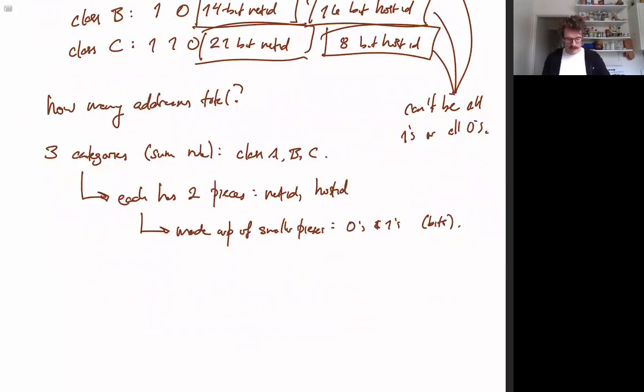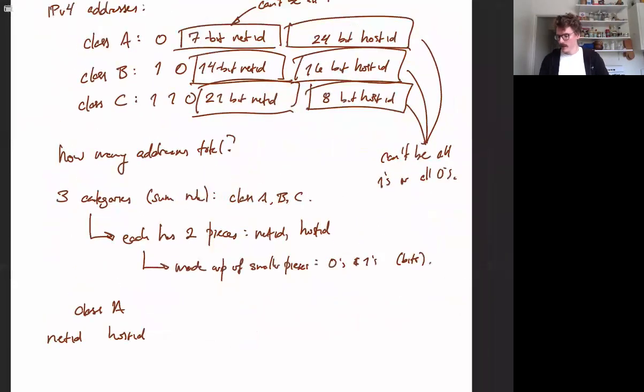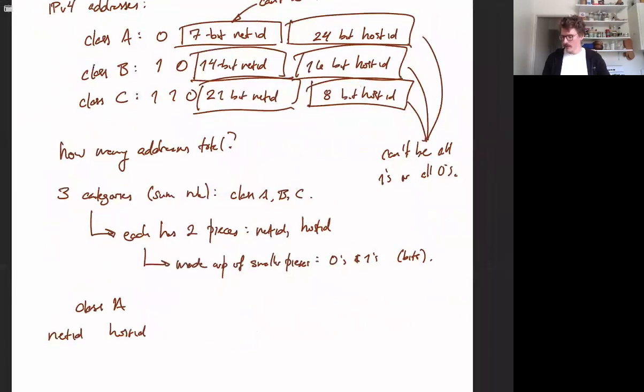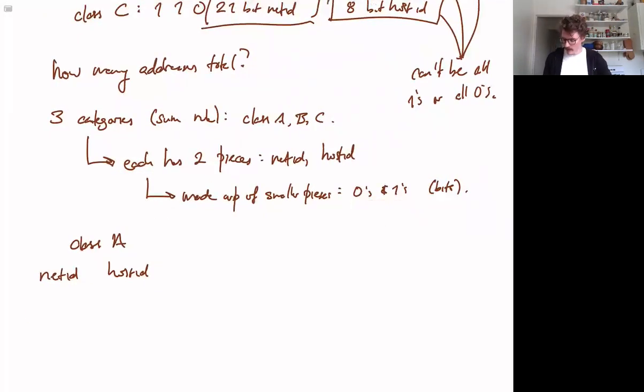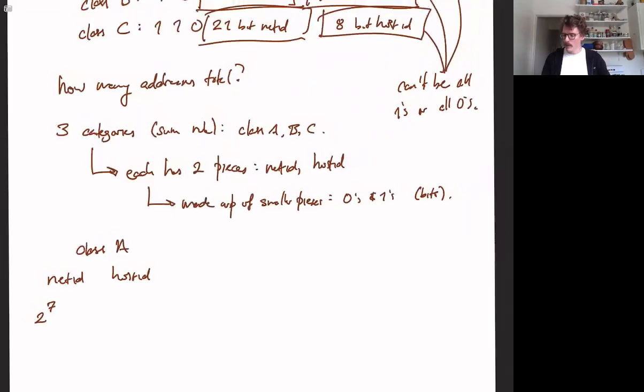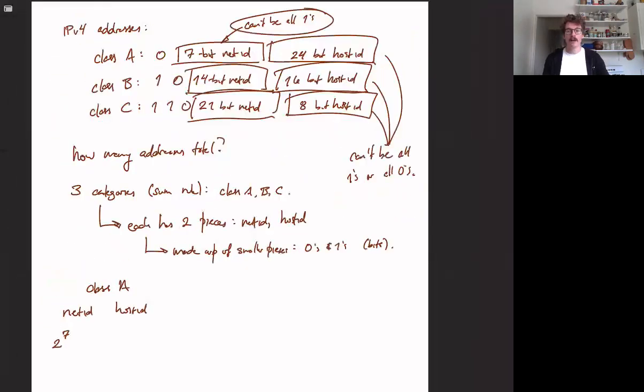All right, so let's build this up. Let's start with class A. In class A, we have a net ID and a host ID. And the net ID is 7 binary digits. So there are 2 options for each of those things, and 7 of them in this net ID. So that's 2 to the 7. But remember, we also have this restriction that it cannot be all ones. So that eliminates one possibility, and we get 2 to the 7th minus 1 as the number of possible net IDs.